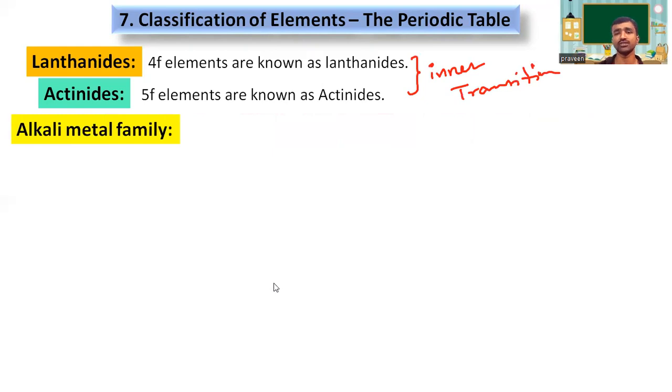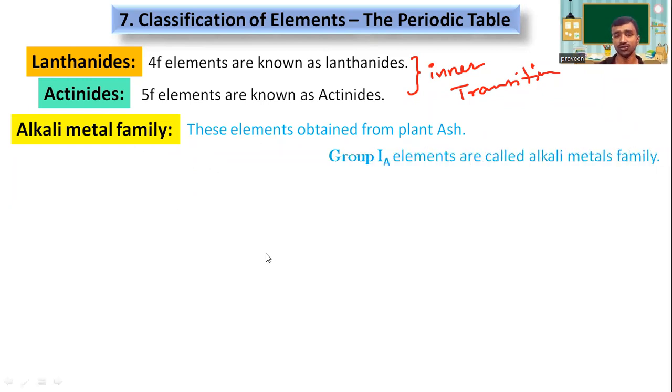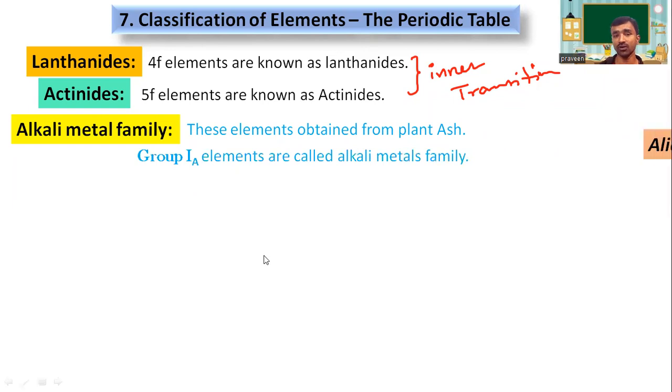like this. Which are called alkali metals actually? Alkali meaning is what? Plant ash. The metals which are obtained from the plant ash are called the alkali metal family, right? So the 1A group elements are called alkali metals. Here alkali meaning is plant ash.